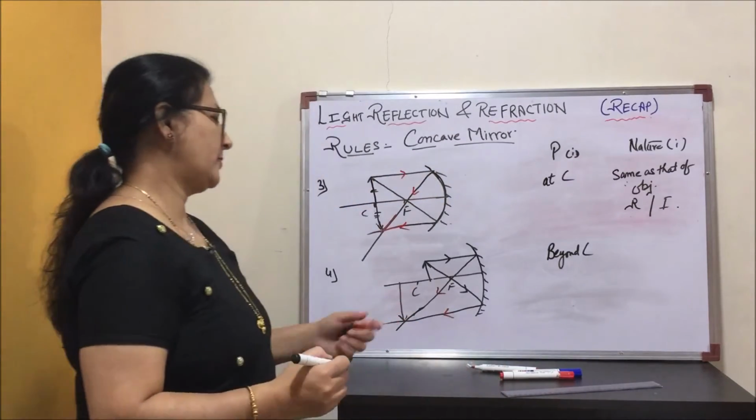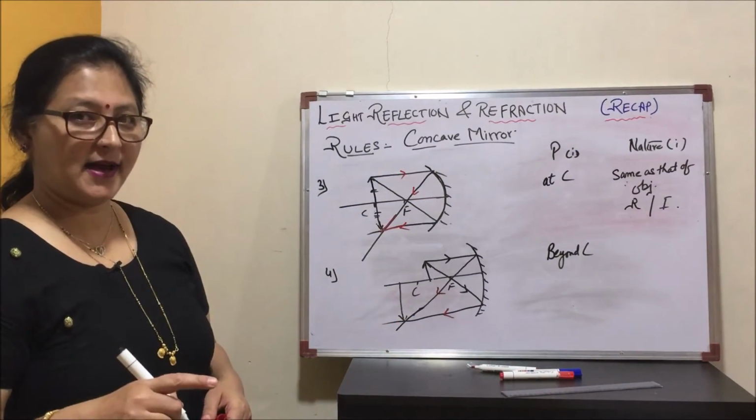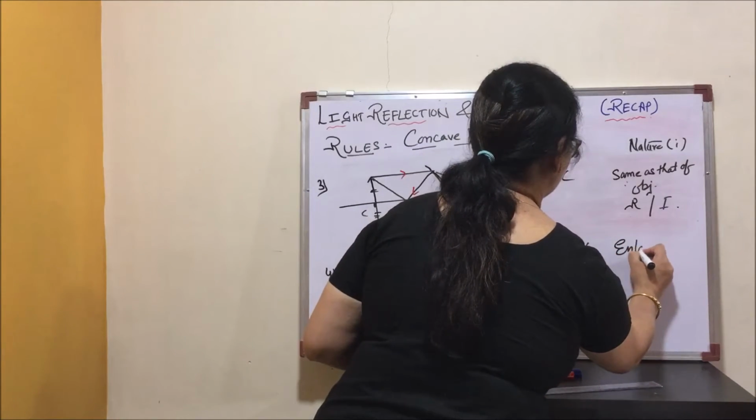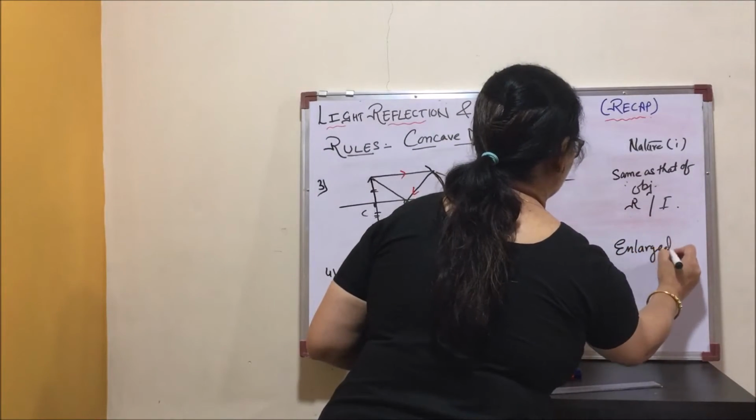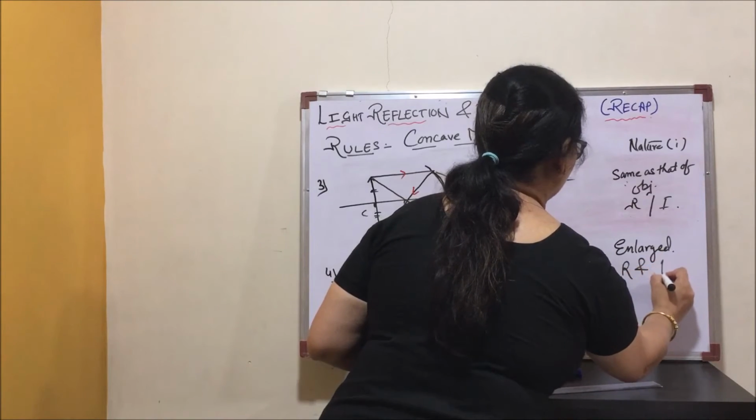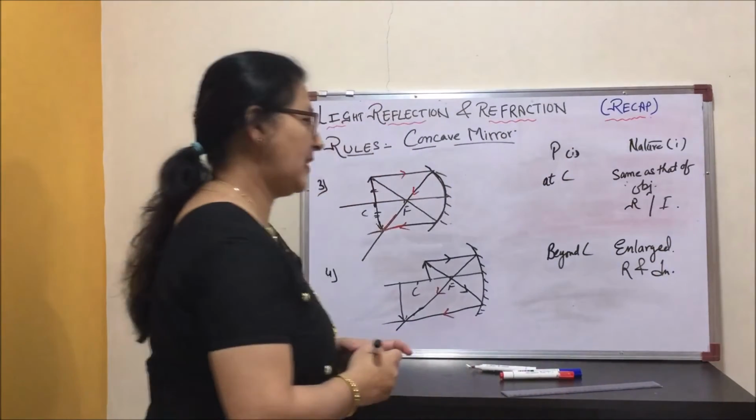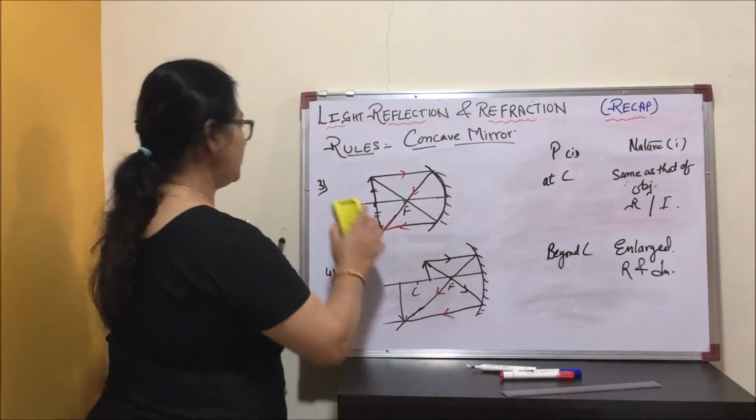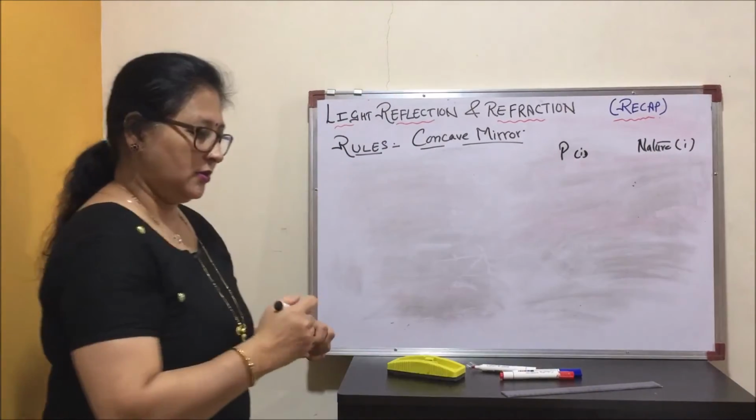Fine. And what about the image? Image is enlarged, real and inverted. Okay, enlarged, real and inverted, right? So let's do the fifth ray diagram.